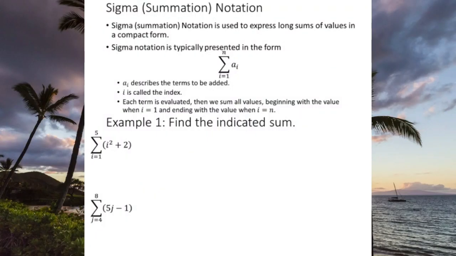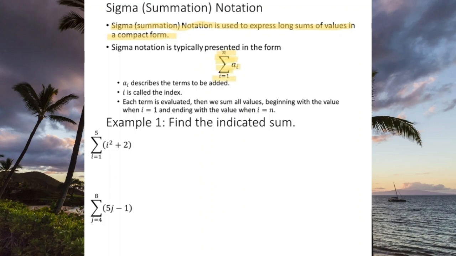Section 5.1, Approximating Areas. Before we start talking about how to approximate the area under a curve, which is the second problem that helped motivate the development of calculus, we have to talk about a notation that lets us summarize very long addition. This notation is referred to as either sigma or summation notation. As stated before, this is used to express long sums of values in a more compact form. Below, we see an example of sigma notation.